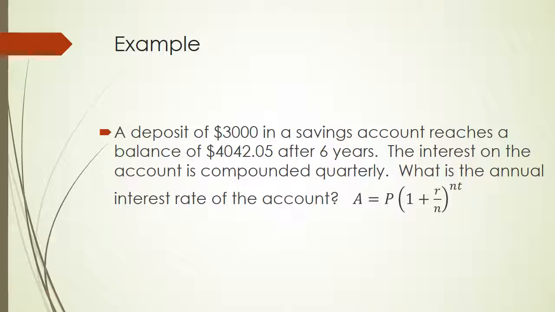Now I've given you the formula here. The formula is A equals P times 1 plus R over N to the NT. Just to give you some information, A is the amount that you have at the end of the time period. P is your principal, or how much you started with. R is your rate, which is expressed as a percent. N is how many times it's compounded. In this case, it's compounded quarterly, which means 4 times a year. And T is time, which for this problem is 6 years.